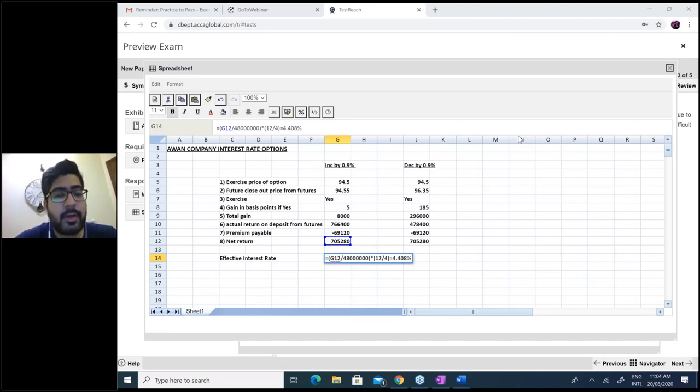Aman Batra, the formula of step 2 isn't here. It was in yesterday's class. Future closeout price came from futures. You need to go to futures technique, the last technique, step 4. From there, we are just copying the future closeout price.